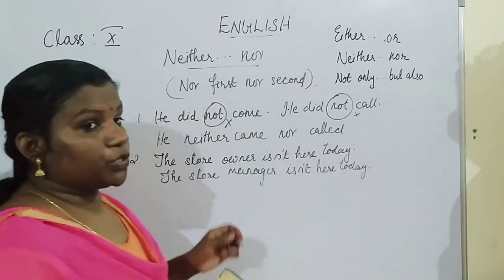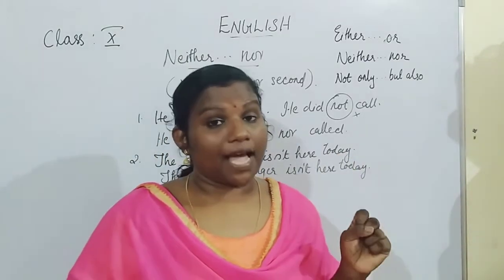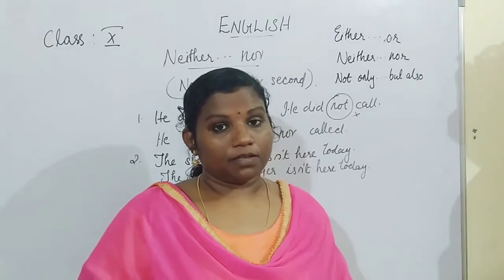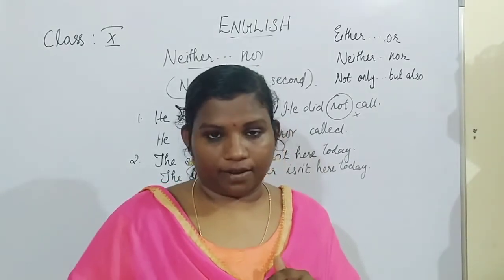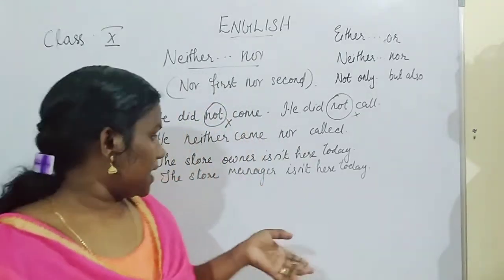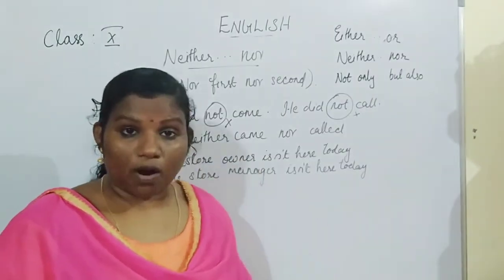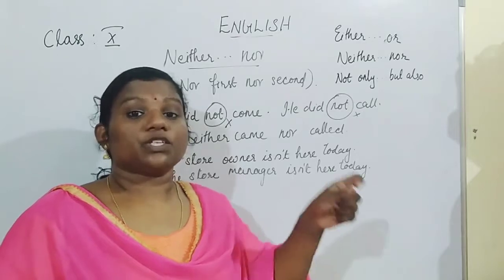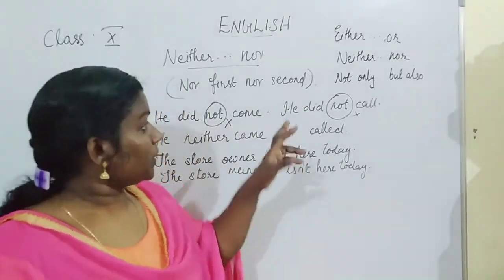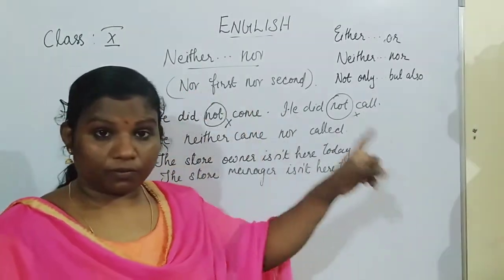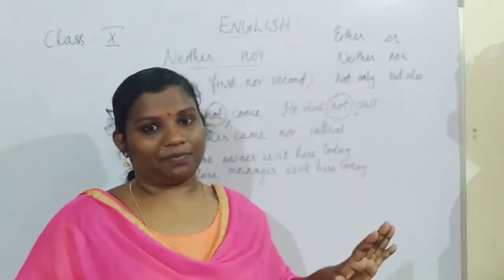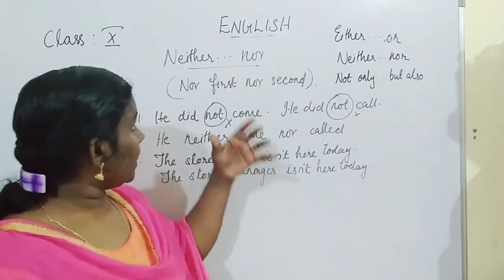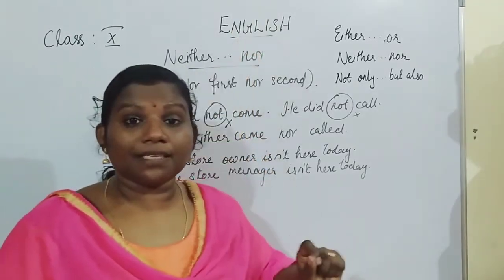Here also we have to combine these two sentences with the help of neither nor. So what's the meaning of neither nor? Nor the first one nor the second one. Here the store owner is not here, the store manager also is not here. So we have to say the first one is not here, the second one also is not here. That we want to convey with the help of neither nor.